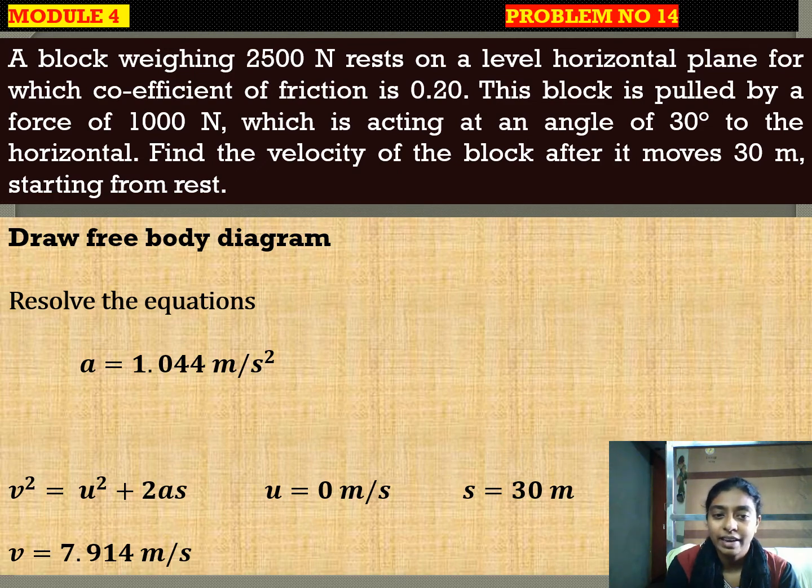Now after finding a, in the equation of motion v square is equal to u square plus 2as, u is equal to 0, that is, the initial velocity is taken as 0. s is equal to 30 meter, that is the distance moved, and acceleration is known. So we can find the final velocity. The velocity after the block has moved 30 meter is 7.917 meter per second.